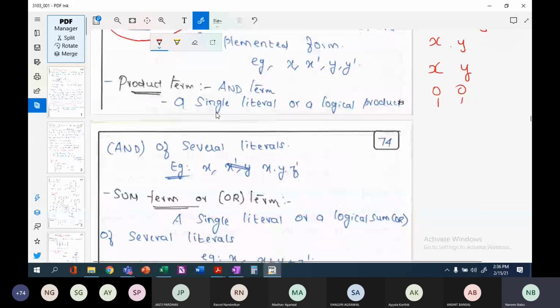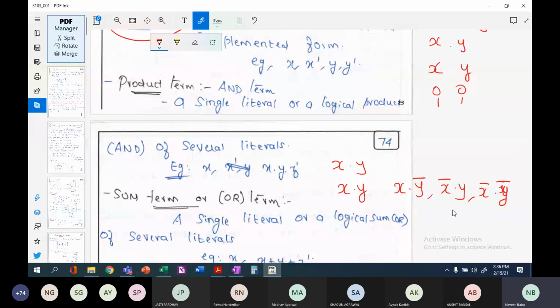Now, what is a product term? The AND terms are called product terms. If I have two literals, say x and y are the two literals, x dot y is an AND product term, x dot y bar is a product term, x bar dot y is a product term, x bar dot y bar is a product term. If I have three variables, then I will have z also. I will have 7 different combinations, and these are called AND terms or product terms.